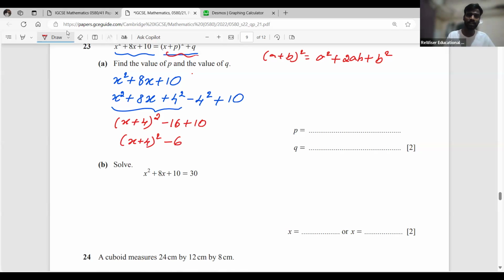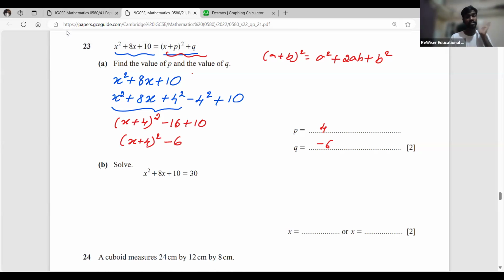Now, when I compare it with this equation, in place of p, we have 4. And in place of q, we have negative 6. And this is the right answer for part A. And next, for part B, we have to solve this quadratic equation. And here I'll be using this completing the square itself. I'm not going to use factorization or solving it using the quadratic formula. So whenever your part A expression and part B expression match, always remember it has something to do with part A as well.